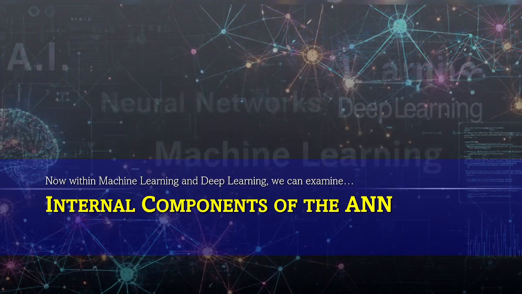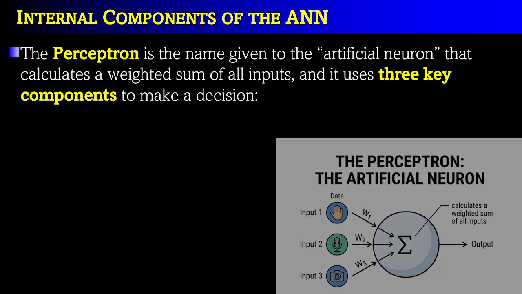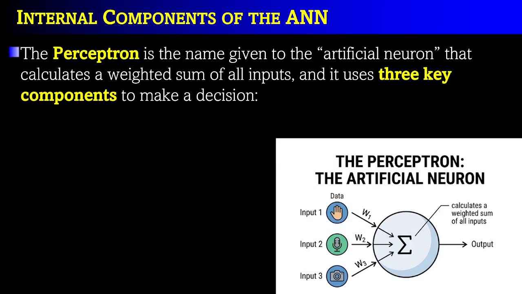All right, that's a lot of terms. So let's now take machine learning and deep learning, and let's go even deeper into the internal components of the artificial neural network. All right, so let's start with the perceptron. That's, within the realm of artificial neural networks, the name given to the artificial neuron. Now, we've used words like nodes and neurons, but perceptron is the technical name for the artificial neuron or the node within an artificial neural network.